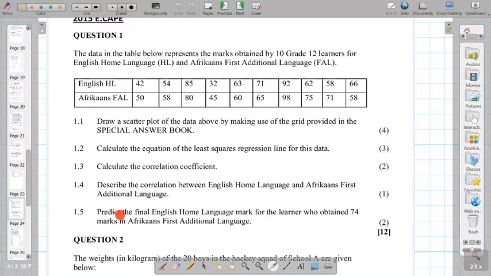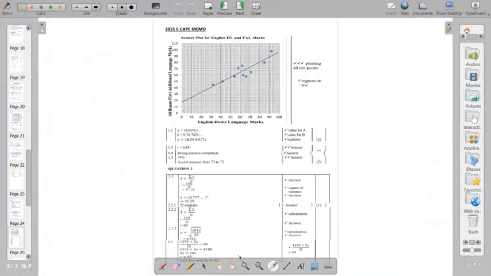What does it say? Predict the final English language mark for a learner who got 74 in Afrikaans. You see, we know someone got 74 in Afrikaans. So using this group of data, what can his or her mark be in English then? Or it could be asked the other way around. If someone gets like 80% in English, what do you expect him to get in Afrikaans? So the regression line equation helps us to make this prediction.